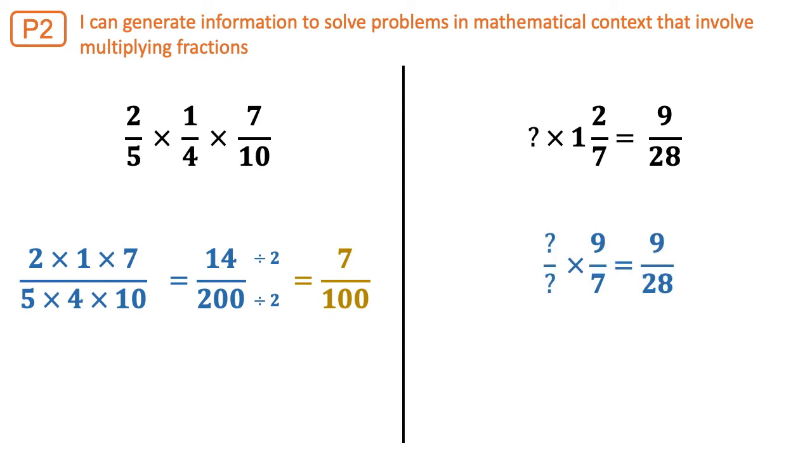What value multiplied by 9 would give us 9, and what value multiplied by 7 gives us 28? The values would be 1 and 4, therefore the final answer would be 1 out of 4, or 1/4.